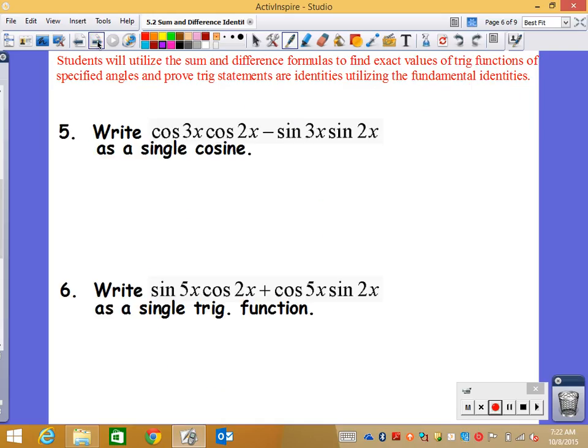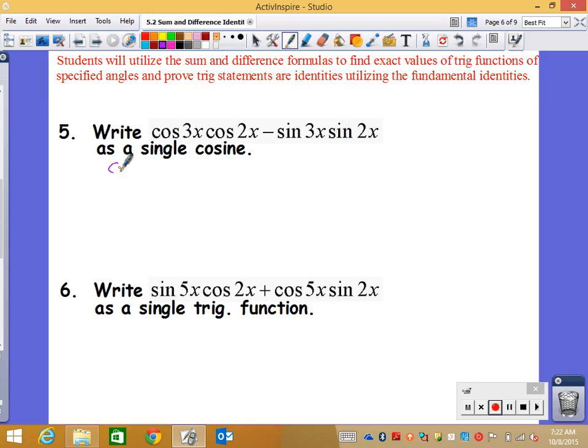So let's go the opposite way. I know the expanded form. I know the expanded identity here. But I want to write it as a single trig function. So instead of going from a single trig function to the expanded form, I'm going to go the opposite way. So notice right away, I have a cosine 3x cosine 2x minus sine 3x sine 2x. So I have a cosine cosine minus sine sine. Hopefully that should look familiar as my cosine addition identity, or cosine sum.